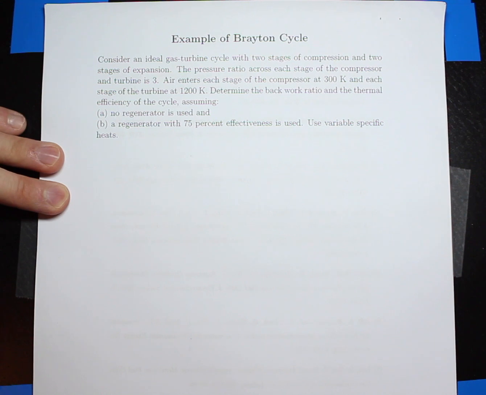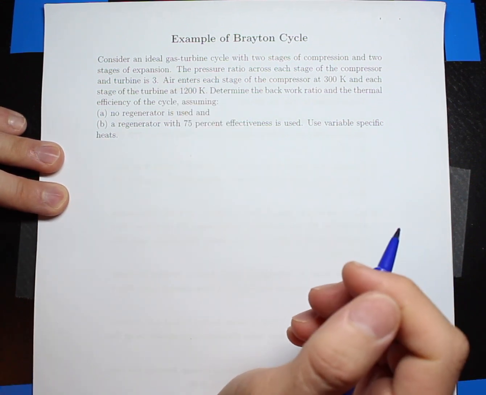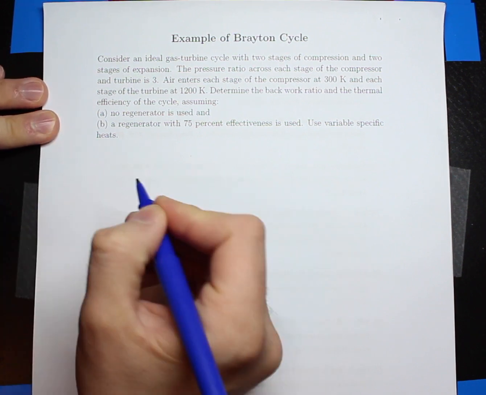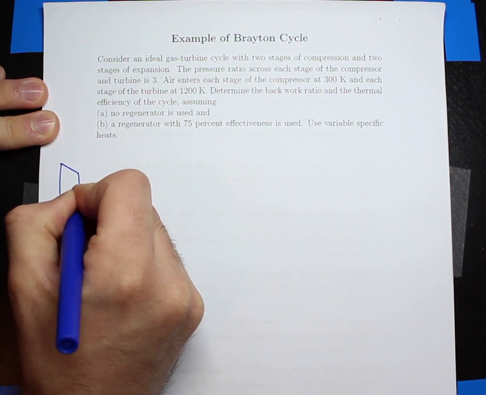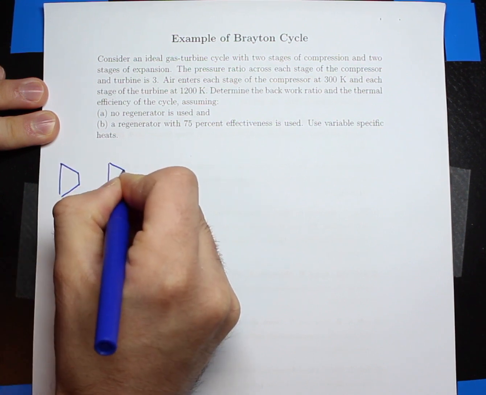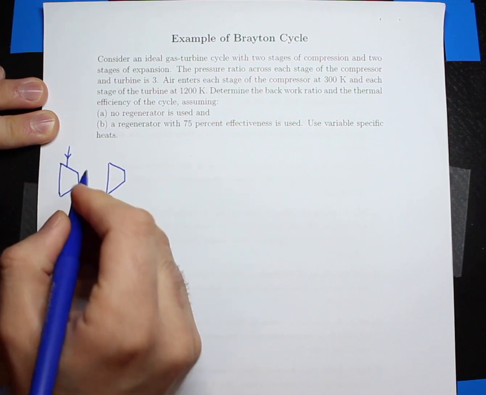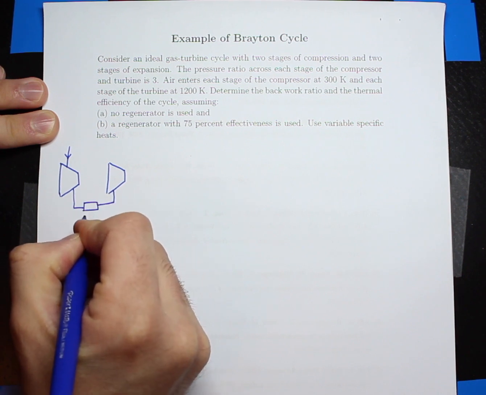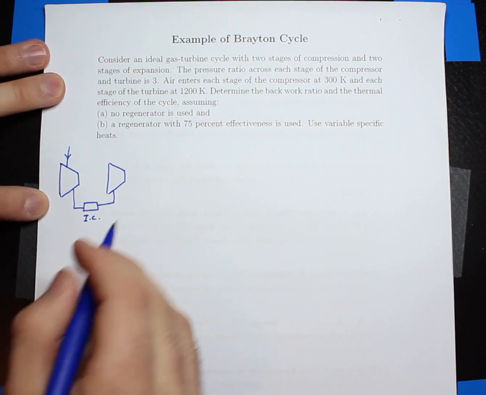I'm going to start the problem by doing the schematic first. Doing the schematic really helps in solving problems. Let's say I have two compressors, this is my first compressor and this is my second compressor. Air enters the compressor, and before the second compressor there is an intercooler. This IC is my intercooler.